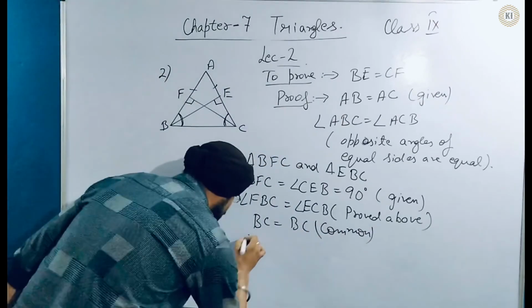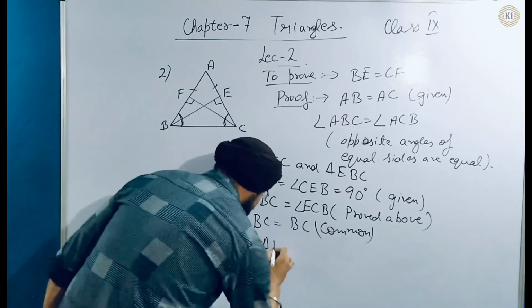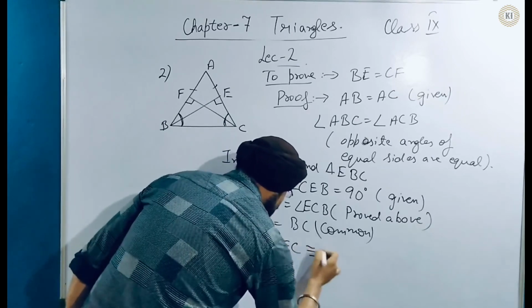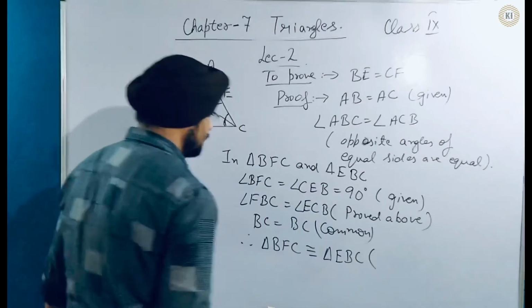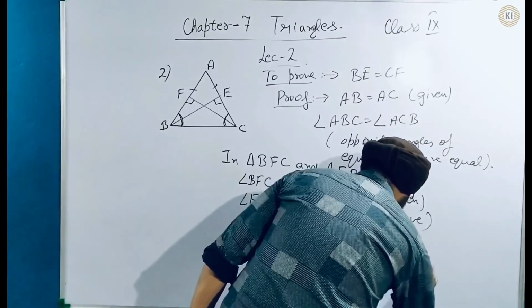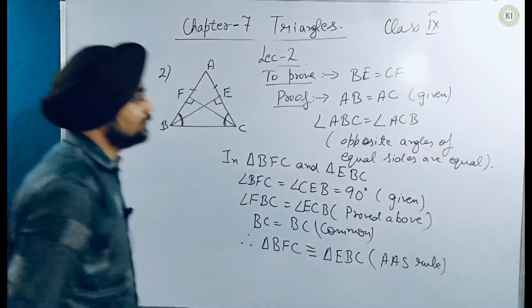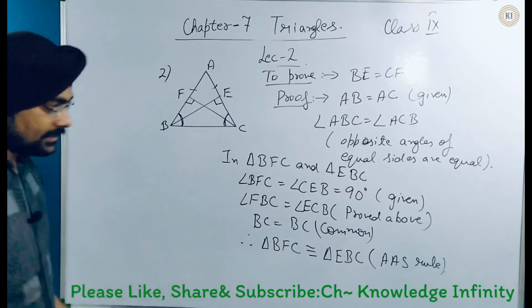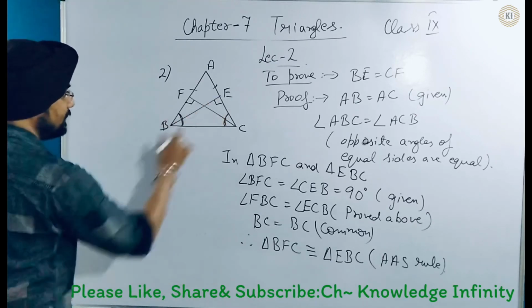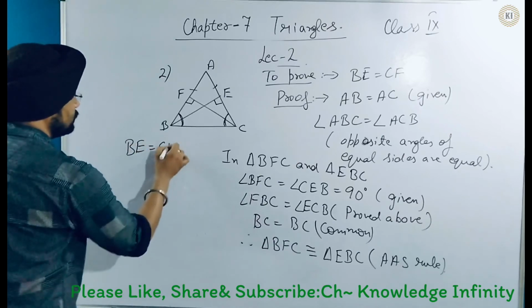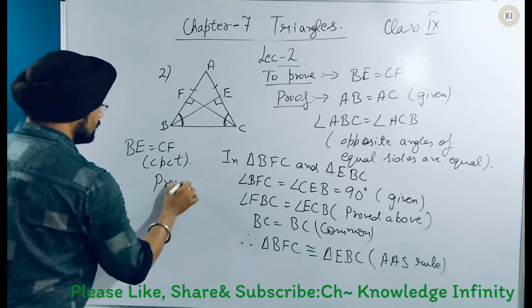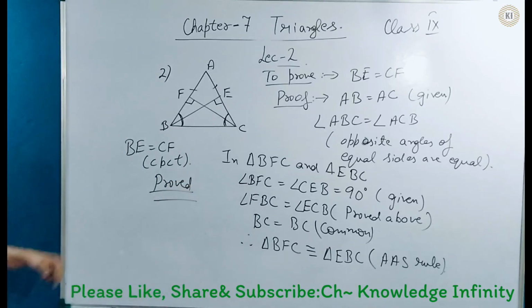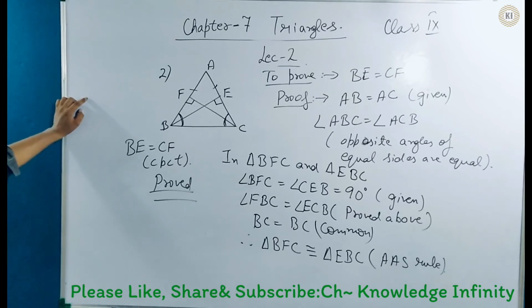So therefore triangle BFC is congruent to triangle EBC. The reason you can write here is the angle-side rule, AAS. So both the triangles are congruent. If both the triangles are congruent, then BE is equal to CF, which we have to prove, by CPCT, corresponding parts of congruent triangles, and BE and CF are the altitudes of the triangle. So this is the proof of question number 2.